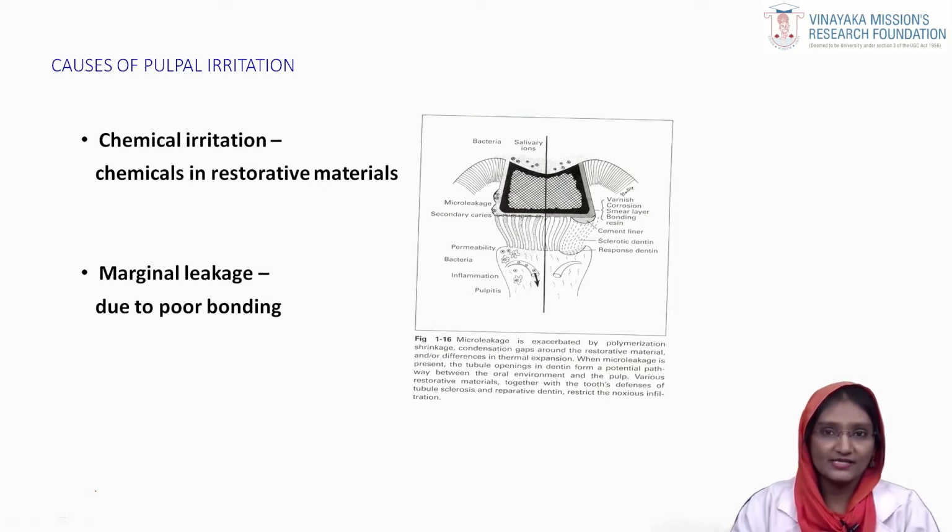Next is thermal sensitivity. Thermal sensitivity is due to the passage of heat from thermal fluctuations when we take any hot or cold drinks. Next is galvanic shock or pain. Galvanic shock or pain is due to the presence of two dissimilar metals inside the oral cavity which come in contact with each other. At that time we experience electric shock like pain.